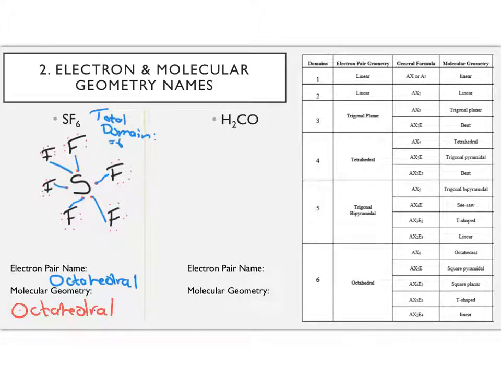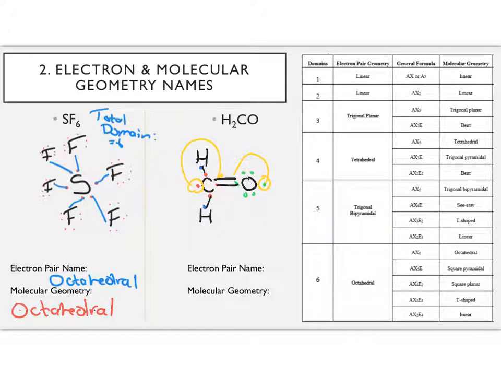The next example we have right here on the right is H2CO. When you draw your Lewis structure for H2CO, carbon has 4 valence electrons, so you can draw them in. Each hydrogen has 1, and oxygen is going to have 6. This is going to bond here, this is going to bond, and then this is going to bond, and then you're going to take this electron and move it here. So we're going to form a double bond right over there.